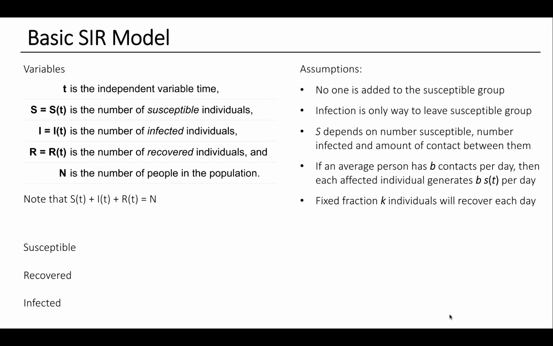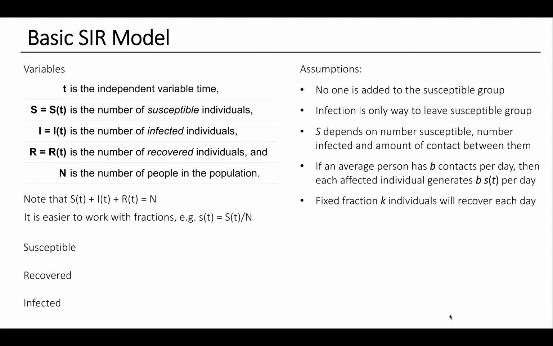The number of new infections depends on the number of susceptible and the number of infected and the number of contacts between them. We assume that an average person has B contacts per day. And so then each infected individual is going to generate B times some rate of adding susceptible people per day. I'm using that lowercase s to indicate more of a rate than I am a total number. And then we have a fixed fraction K of individuals that are going to recover each day. So it's easier to work with fractions.